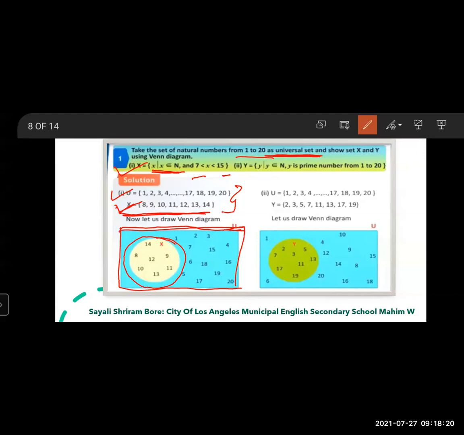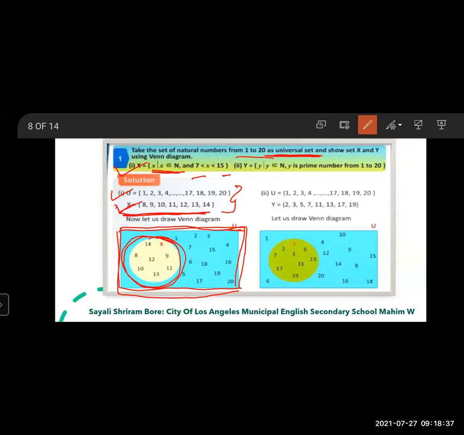Now this is the biggest set. The universal set is the biggest set. In that, 1 to 20 are there. But out of that 1 to 20, from 8 to 14, it is there in the set X.